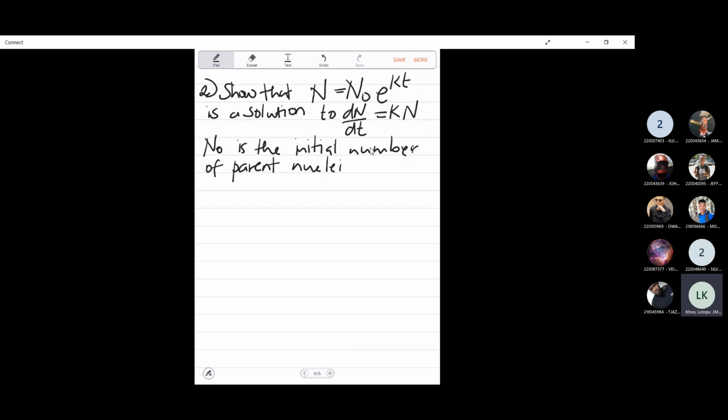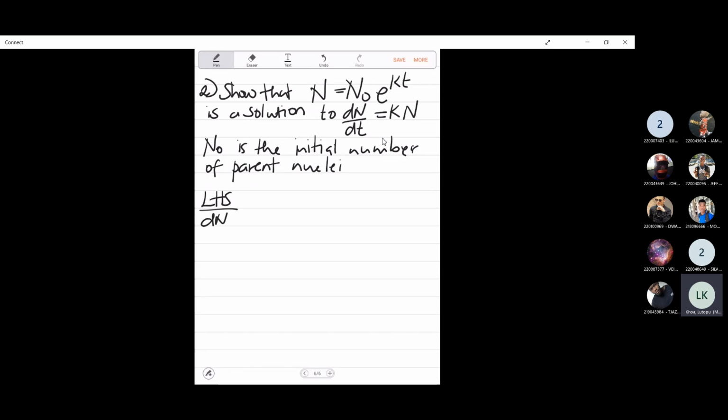Remember, N naught is the initial number, so if you're talking about the population, you start looking at the population today. You see how many people do I have today? That is your N naught. So your starting point, that is your N naught, your initial number. So again, with this one, all we have to do is find dN dt. So we start on the left-hand side.